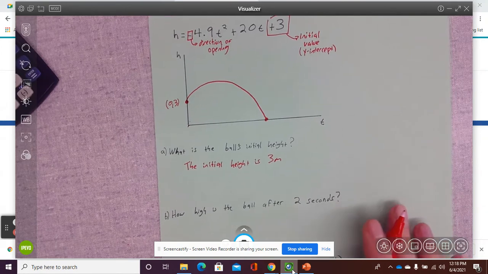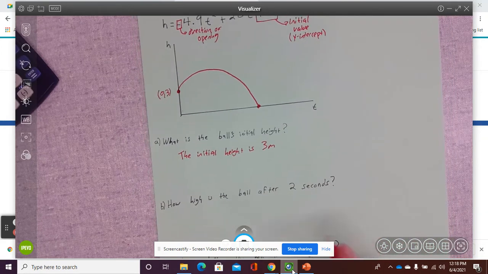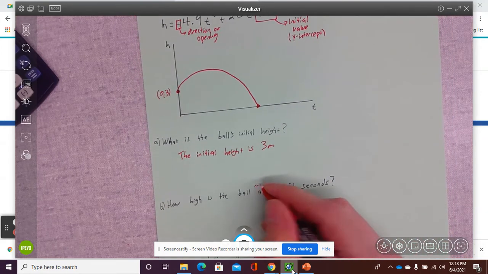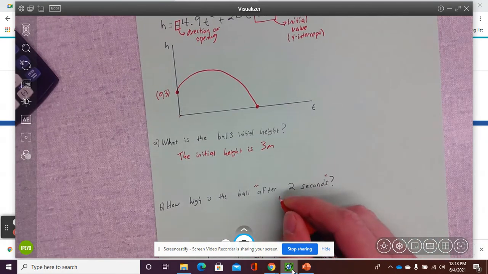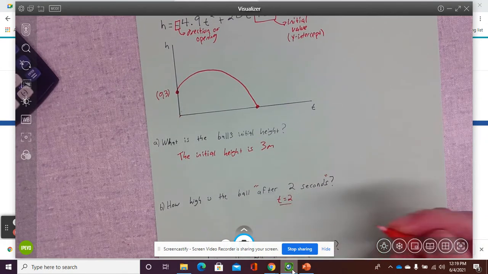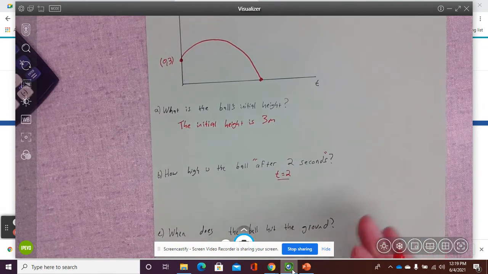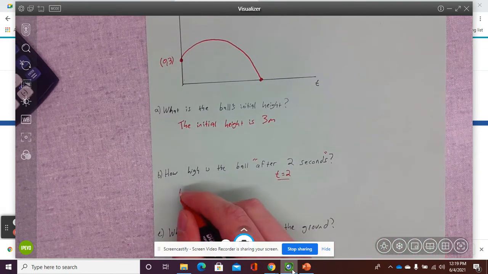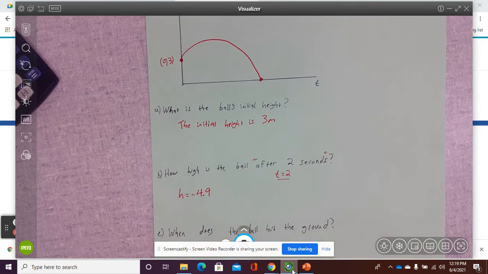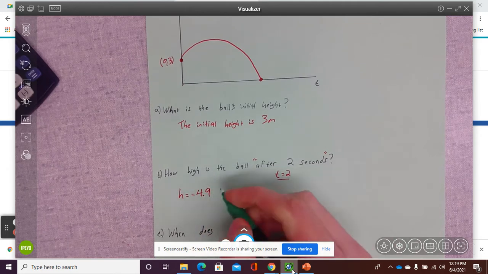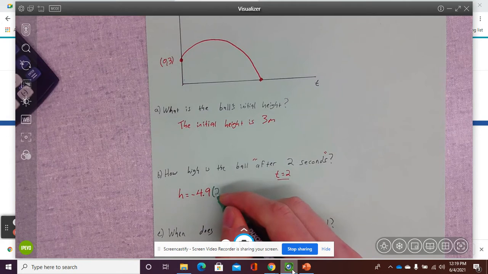The next question says, how high is the ball after 2 seconds? Well, what does after 2 seconds really mean? After 2 seconds means that t is 2, right? So we've gone by 2 seconds, t is 2. So what I can do is I can still use this equation, but every time I see t, I'm going to plug in what we know it is, which is 2 seconds. So I can just copy that down.